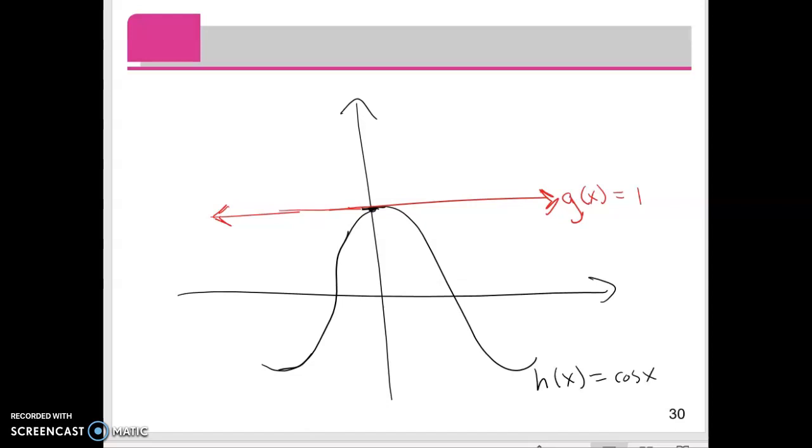Okay, and I'm skipping some steps here because I don't want to spend a whole lot of time on this squeeze theorem. We won't really use it that much.